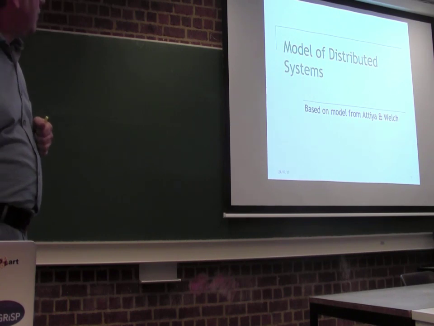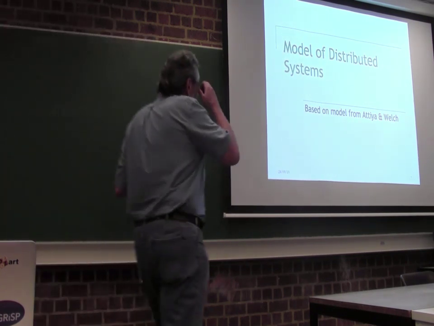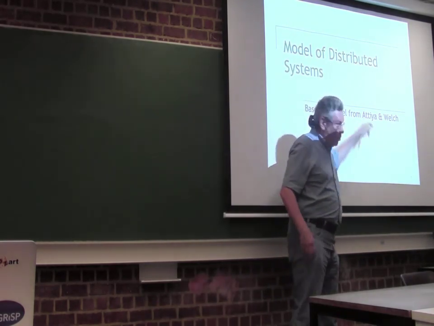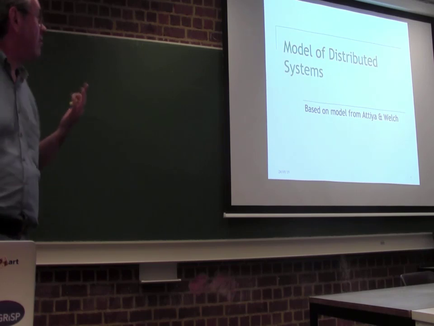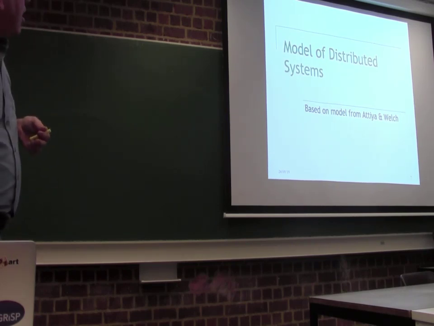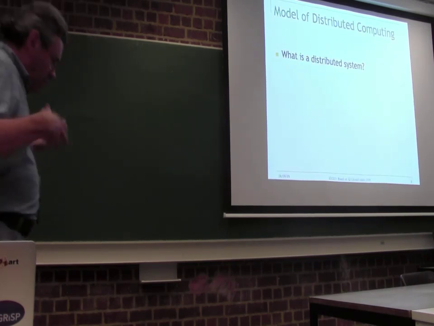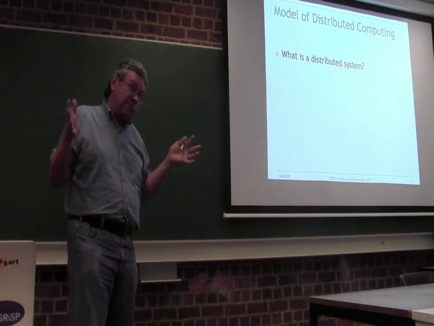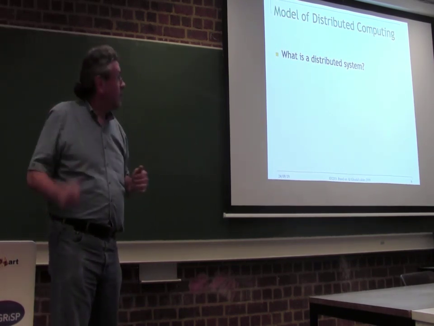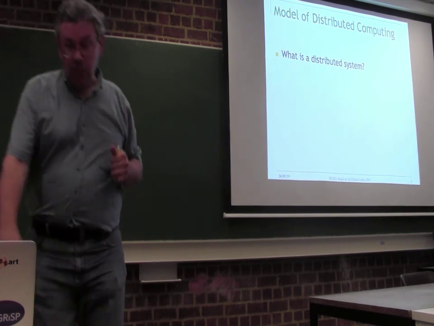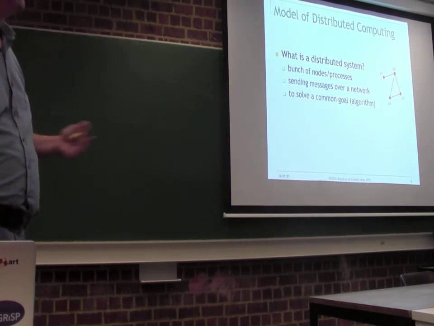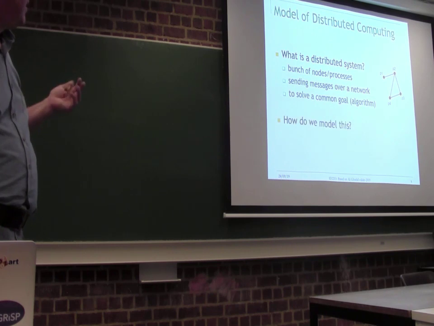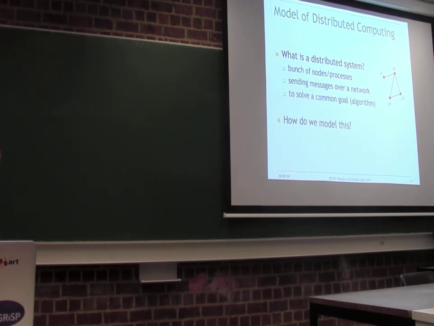For distributed systems, there are many different ways of doing it. So I'm going to give you a model from a book by Attiya and Welch. It's a reasonable model. And we'll see other kinds of models, but this one is a reasonable one that explains everything. So a distributed system is a bunch of nodes sending messages and working together to solve a common goal. Okay, that's the intuition. So we want to model that.